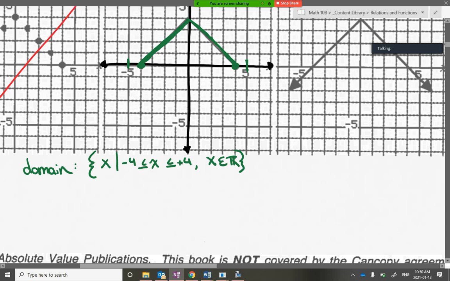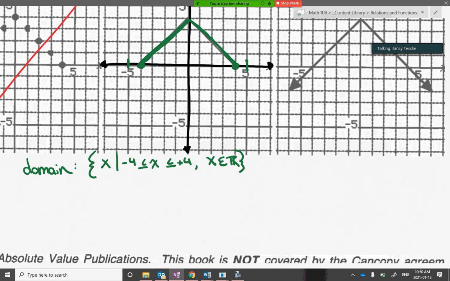So in easy terms, every value between -4 and 4. In correct math language, your x value such that x is between -4 and +4, and x is an element of your real numbers.